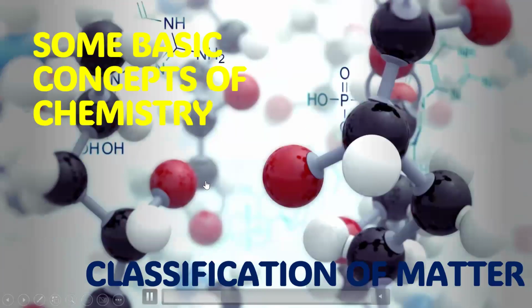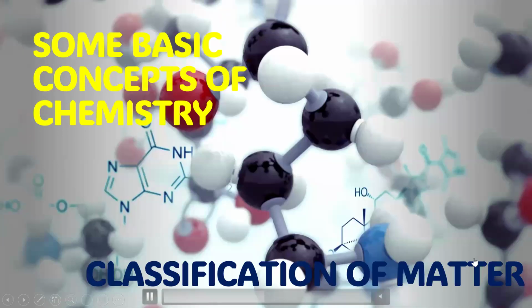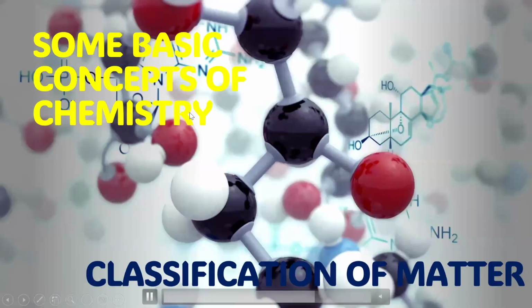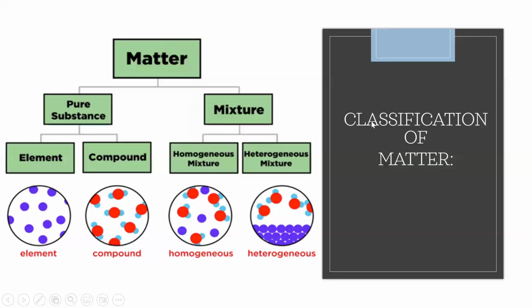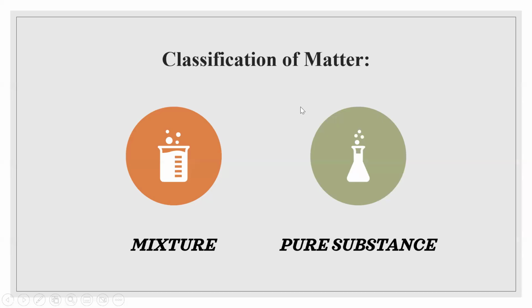In this video, we are going to see about classification of matter from some basic concepts of chemistry. See, matter is classified into pure substance and mixture. This pure substance is further classified into element and compound. So mixture is classified into homogeneous mixture and heterogeneous mixture. This is the classification of matter. This is just an outline. We will look at each and every classification in detail.